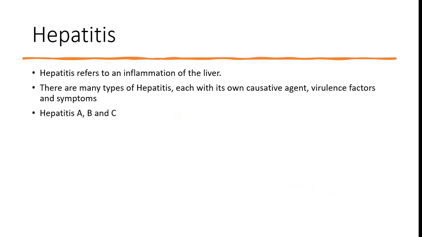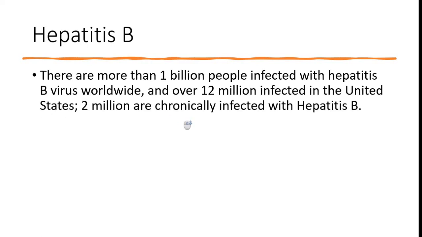And by hepatitis, we mean an infection of the liver, so it's causing that inflammatory response. There are many kinds of hepatitis. We're limiting our discussion to hepatitis A, B, and C. I'm starting with hepatitis B because it's going to have the most major impact, because it infects more than 1 billion people worldwide, with over 2 million of them being chronically infected.